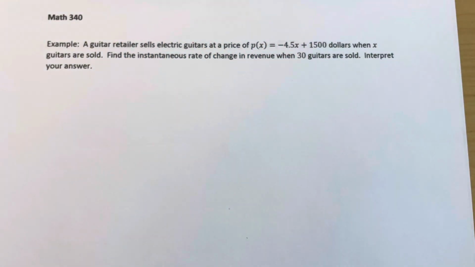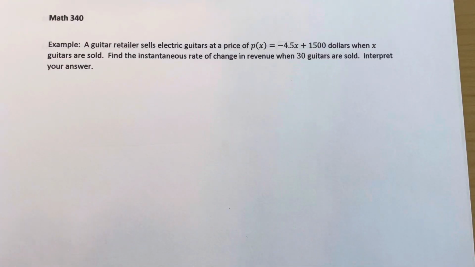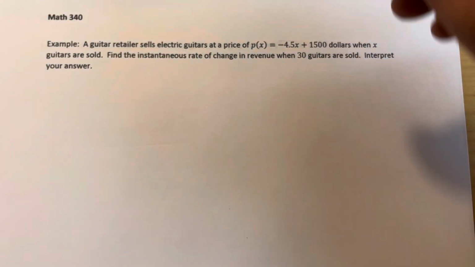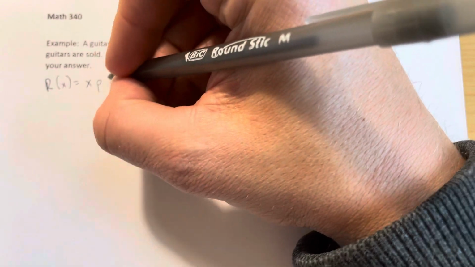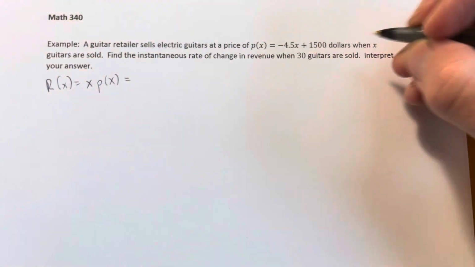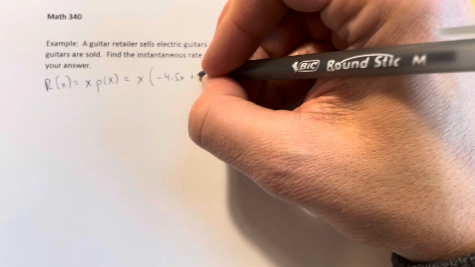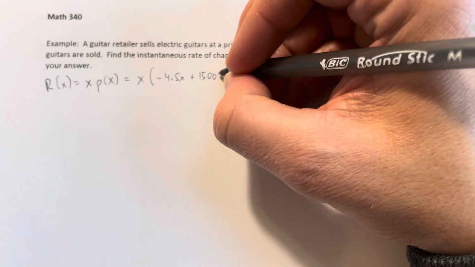So this is similar to the last problem. We're selling an item, guitars in this case, and we want a rate of change, but this time our rate of change is in revenue, not profit. It was profit in the previous example. So we need a revenue function. We know that the revenue function is equal to X times my price function, and we have that price function here. It's X times negative 4.5X plus 1,500.